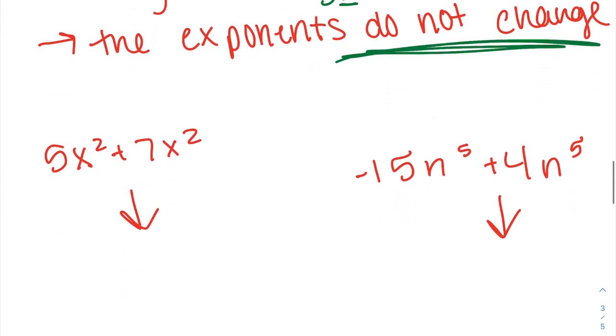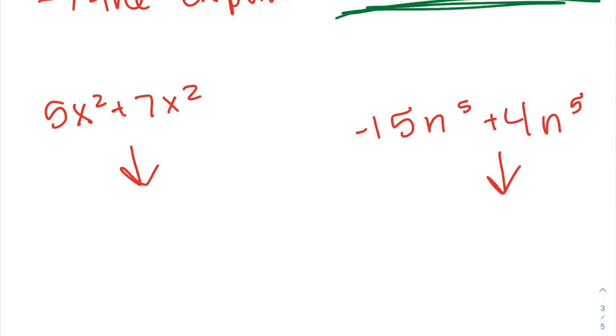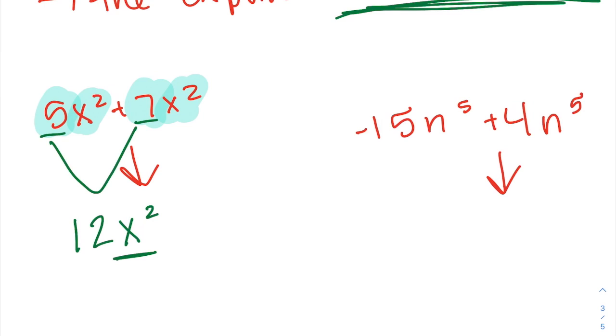My example right here is 5x squared plus 7x squared. Notice that the thing I say after the number is the same. X squared, x squared. So 5x squared plus 7x squared, focusing on my coefficients, is going to give me 12x squared. The variable and the exponent did not change. The thing that did change was the coefficient. The number of x squareds that I had increased because I did 5 plus 7, clapped them together, got 12.